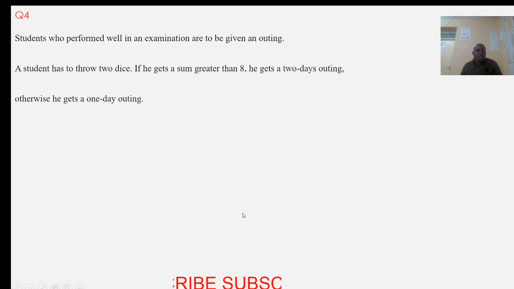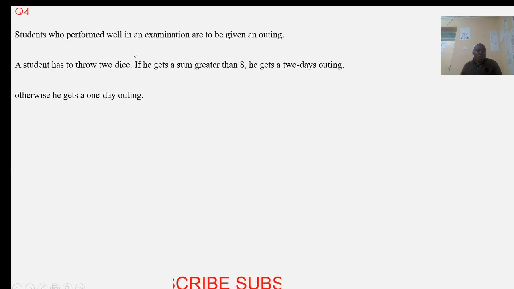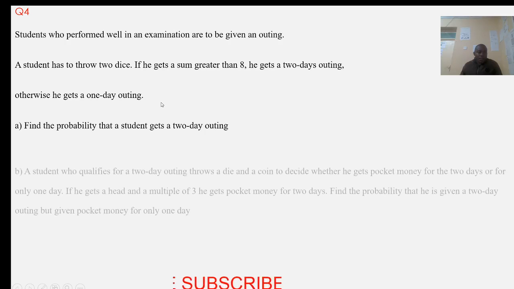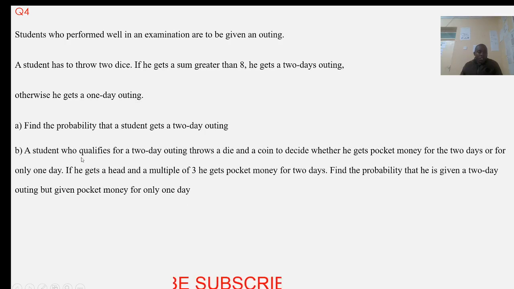Question number 4. Students who performed well in an examination are to be given an outing. A student has to throw 2 dice. If he gets a sum greater than 8, he gets a 2-day outing. Otherwise, he gets a 1-day outing. Find the probability that a student gets a 2-day outing. So remember, you are told that he throws 2 dice. Okay, let me finish reading the question.